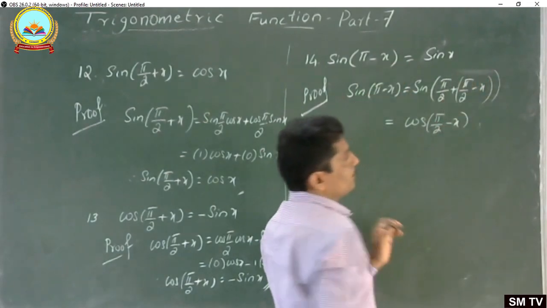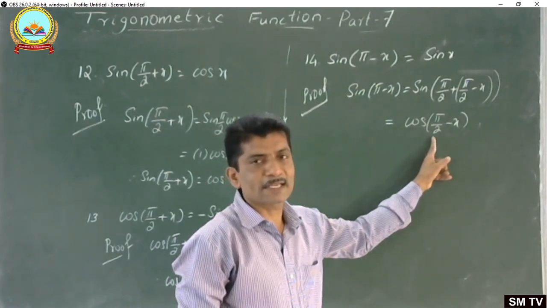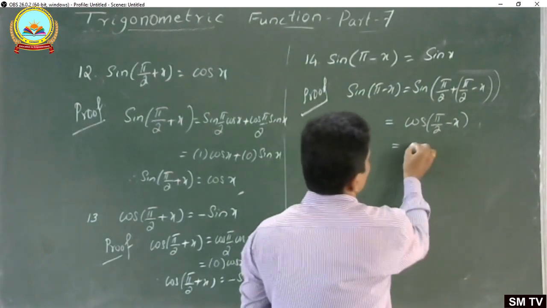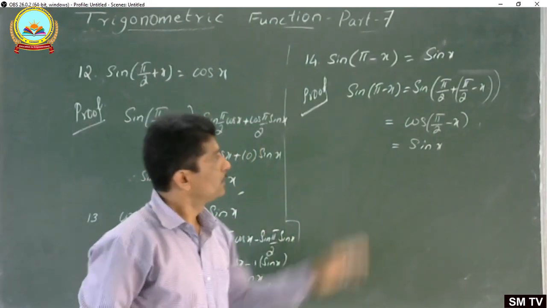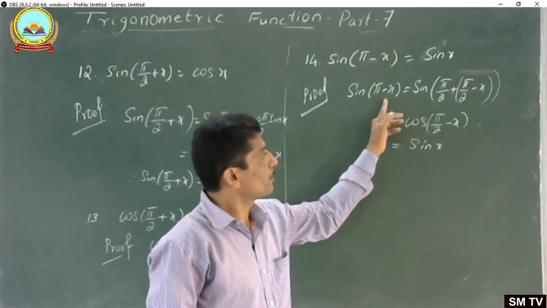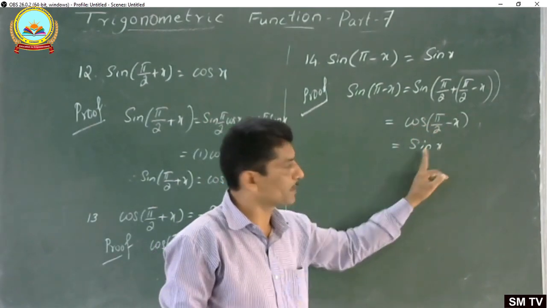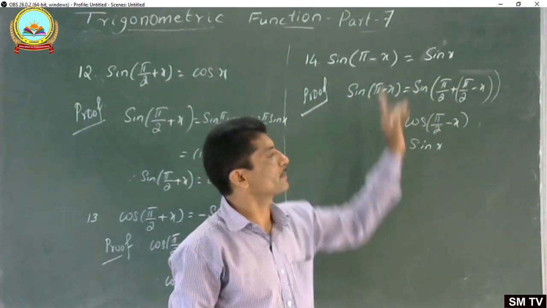Again, using the previous result. What is the value of cos of pi by 2 minus x? Cos of pi by 2 minus x is equal to sine x. Already you know that in the fourth result, sine of pi by 2 minus x is cos x, and in the third result, cos of pi by 2 minus x is equal to sine x. Therefore, sine of pi minus x is equal to sine x.